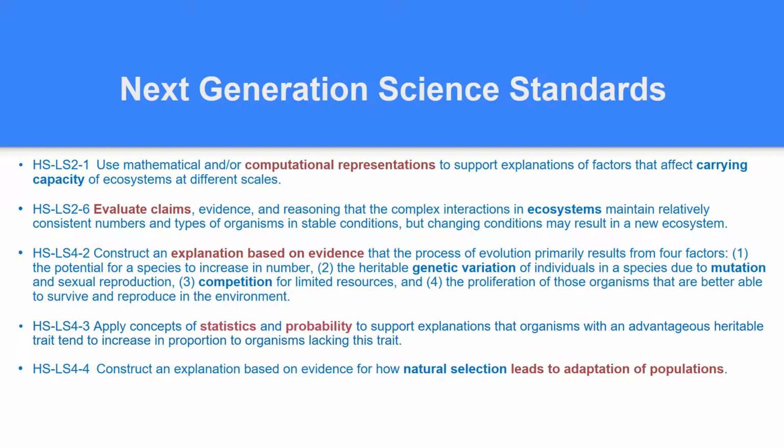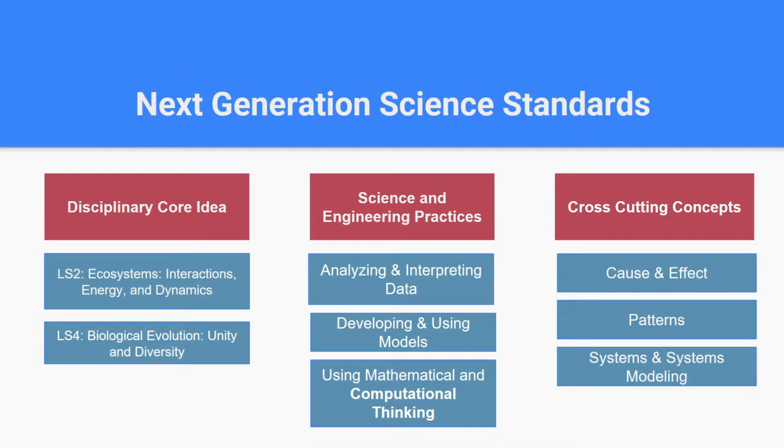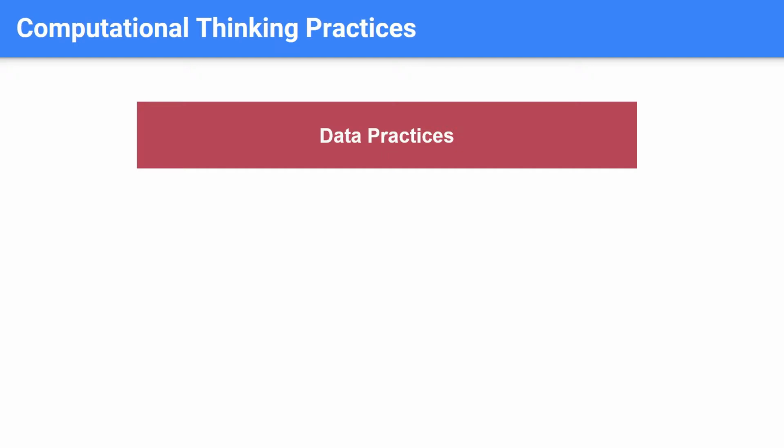Throughout this unit, students use computational representations, evaluate claims, construct explanations based on evidence, and apply concepts of statistics and probability. They engage in these science practices while learning about core disciplinary ideas in ecology and evolution. These are the computational thinking practices that are covered throughout the unit.